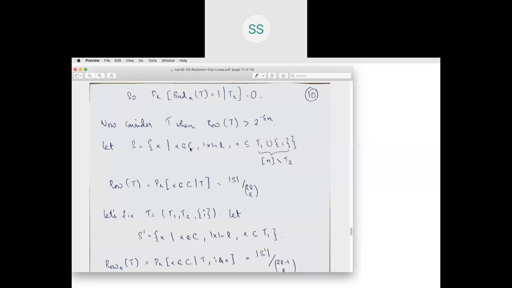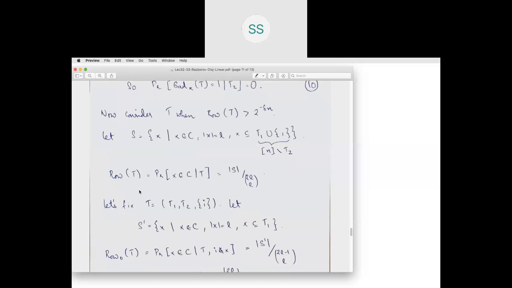C is the rows corresponding to the rectangle R. And T1 union I is everything that is not there in T2, right? So even though we have not fixed T or T1 or I, T1 union I is already fixed because T2 is fixed. So S is all the x's that are in C that can be chosen by the distribution with non-zero measure.